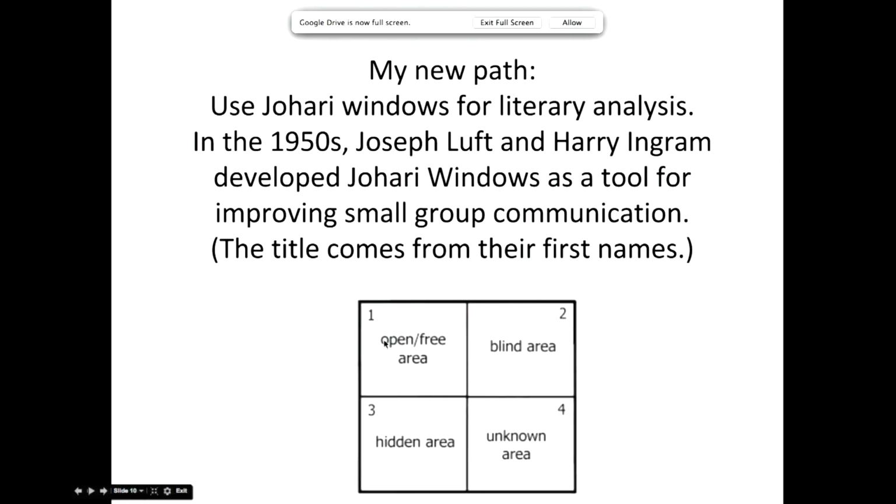These include the first area, which is the open or free area. The second area, which is the blind area. The third area, which is the hidden area, and the fourth area, which is the unknown area.